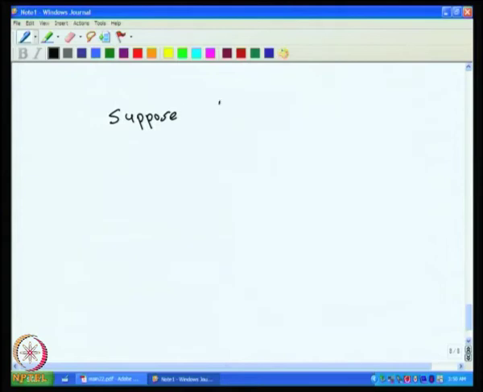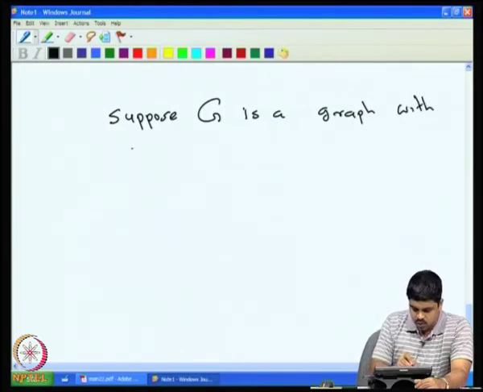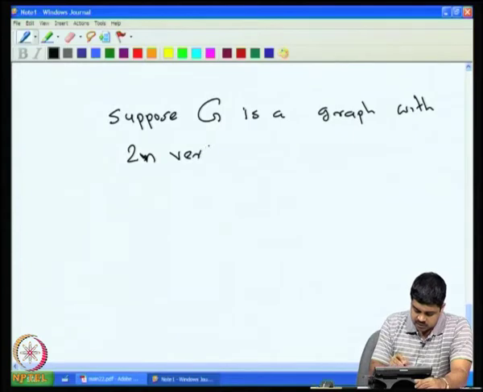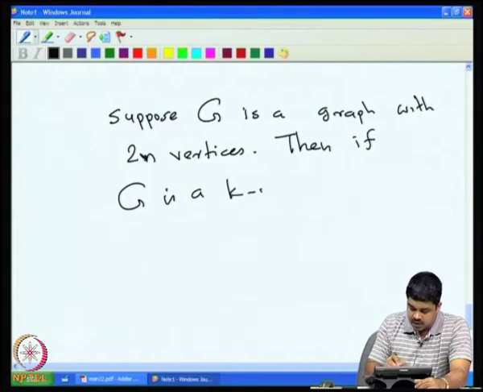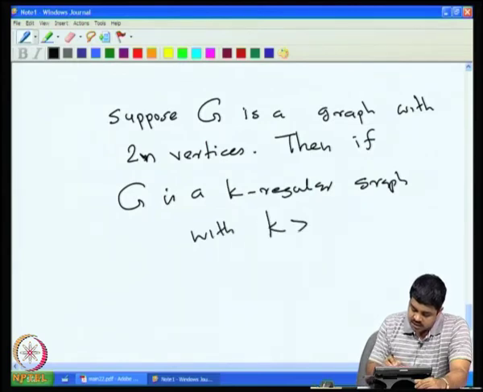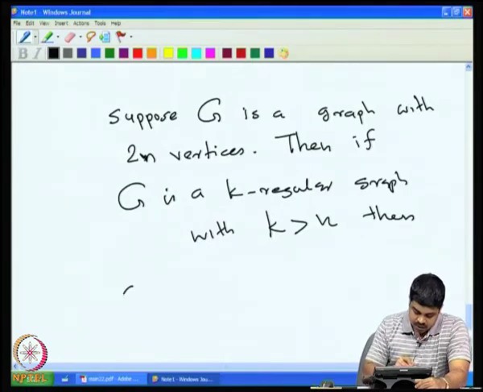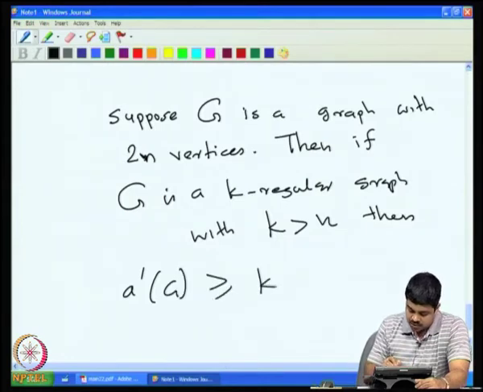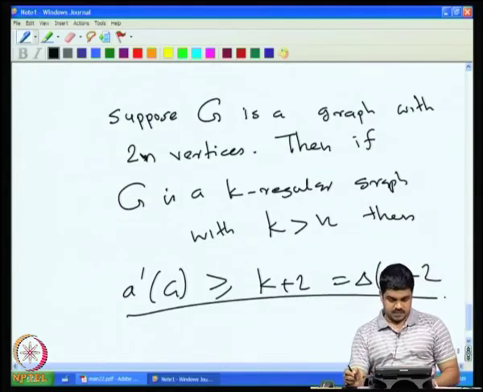Suppose G is a graph with 2n vertices. If G is a k regular graph with k greater than n, then the chromatic index of G is greater than or equal to k plus 2, that is, delta of G plus 2. This is what we can tell.